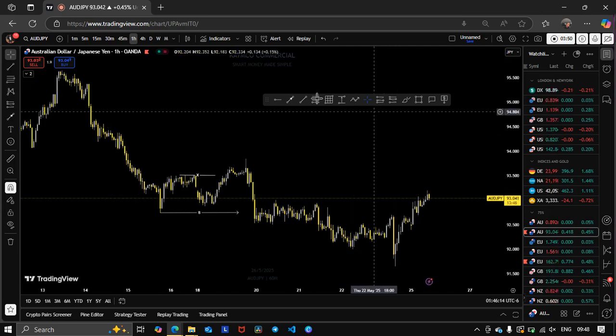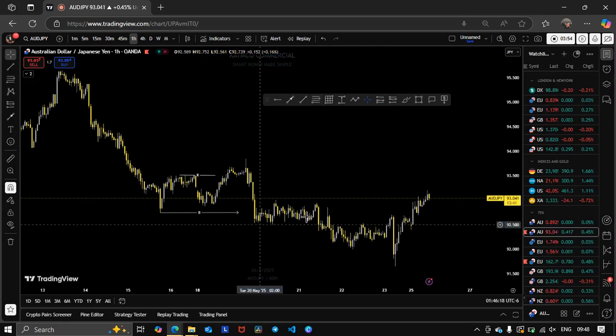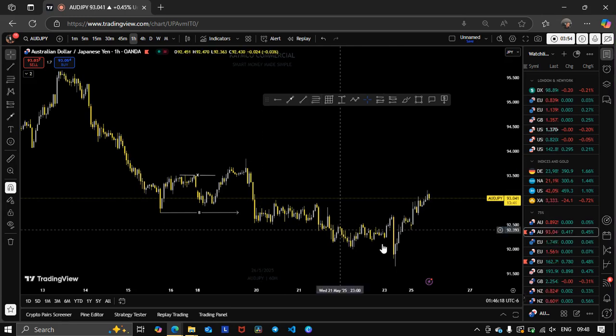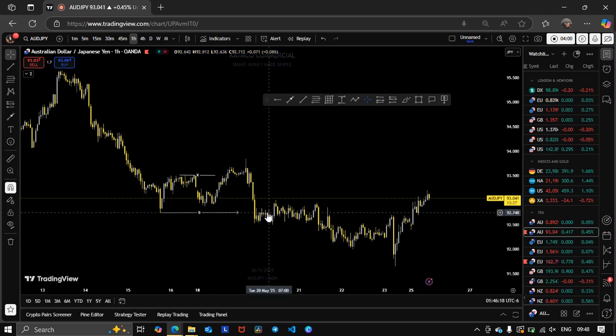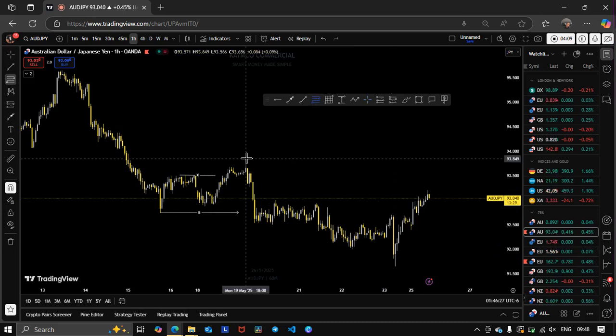We had a continuation of sells here, and price didn't move impulsively to show that it's going down, but it kept on moving, meaning there's a possibility of us coming back to this point again.